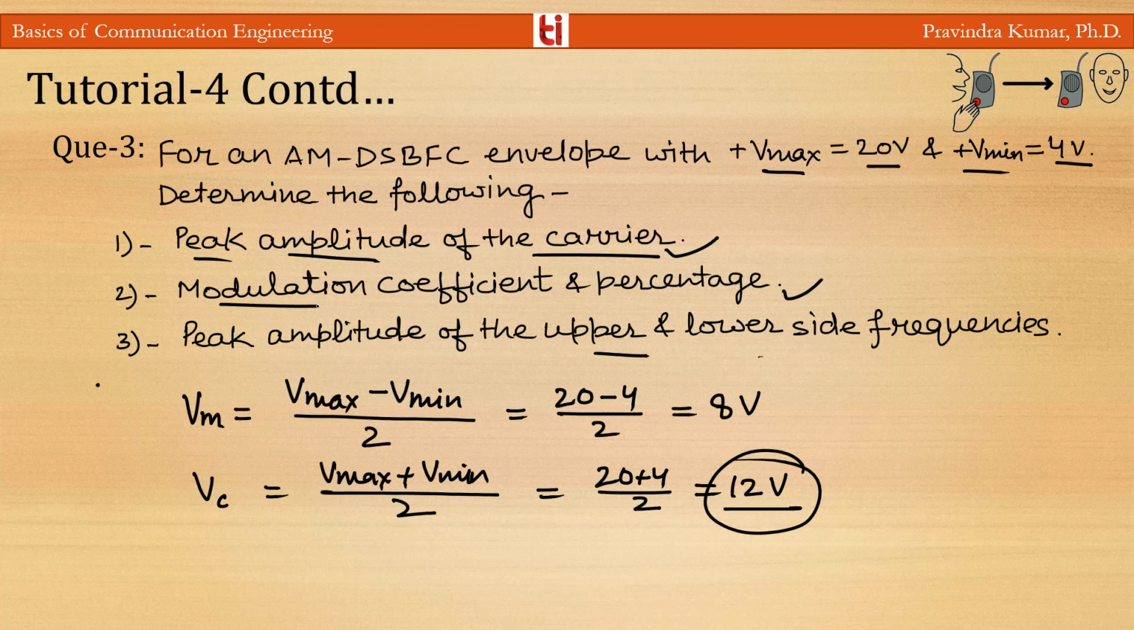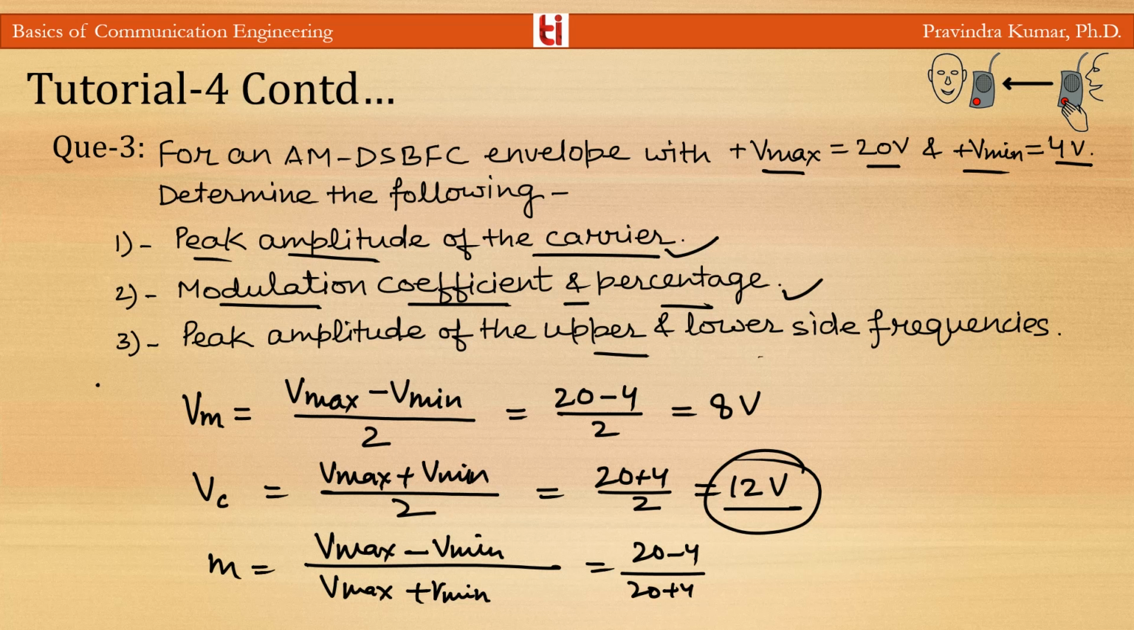And the second point is the modulation coefficient and percentage. The modulation index m can be calculated from V max minus V minimum divided by V max plus V minimum. So here 20 minus 4 by 20 plus 4 is 16 by 24, or you can say 0.667. So it is the modulation index, and in percentage form you can write it as 66.7%. So the modulation index m is 66.7%.